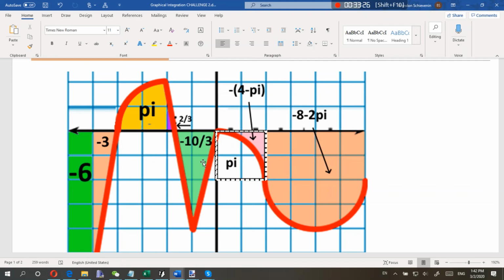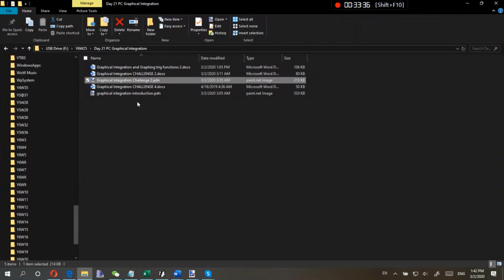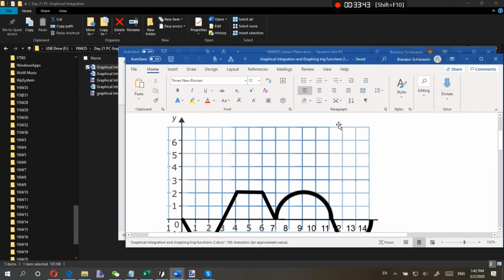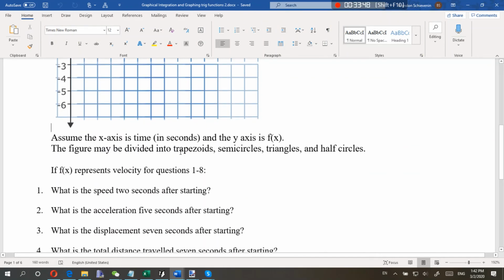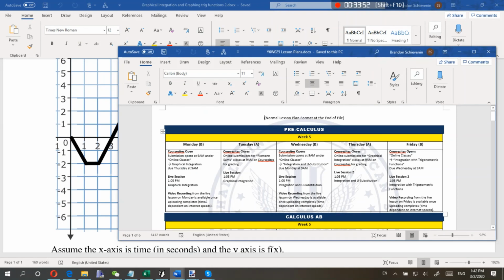Okay, so I'm going to stop here. I've got the other packet that's in here that I want us to try. So that's graphical integration and graphing trig functions number 2. So the one that does not say challenge on it, it looks like this. I'm going to take that one up for homework on Thursday at 9 a.m. Thursday because we need to go 2 days after our A-Day class has a chance to check.